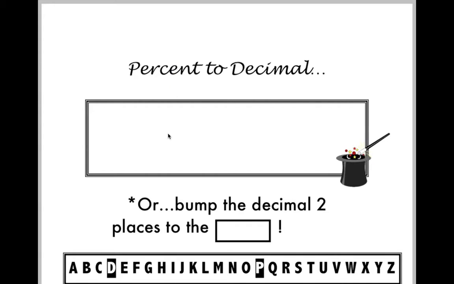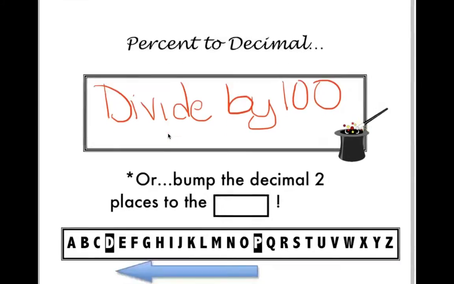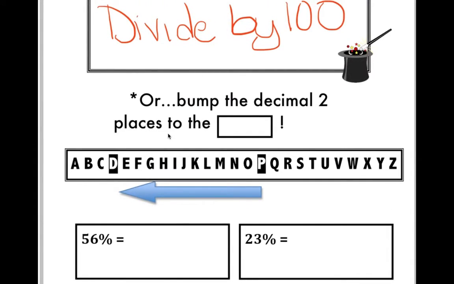It's just the opposite. Okay, we are going to divide by 100. Or, I know how much you really don't like to do division. How about I give you a shortcut? Or bump the decimal 2 places to the left. Because once again, if you look at our alphabet line, this time we're going from percent, P, to D for decimal. We are going to the left on the alphabet line, so we move our decimal 2 places to the left, which is the same thing as dividing by 100.